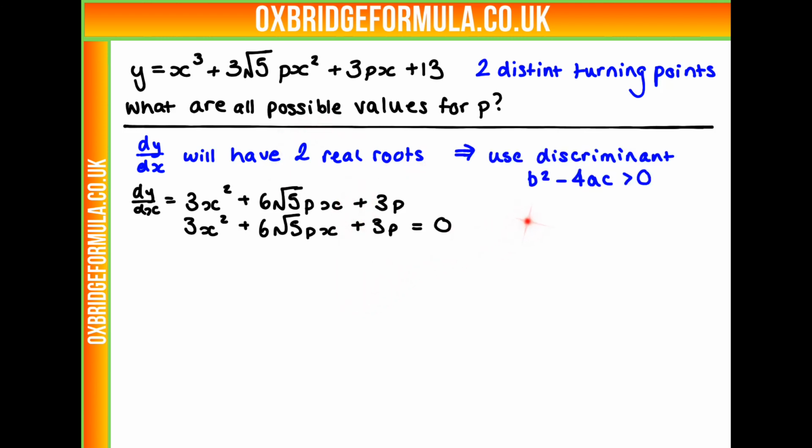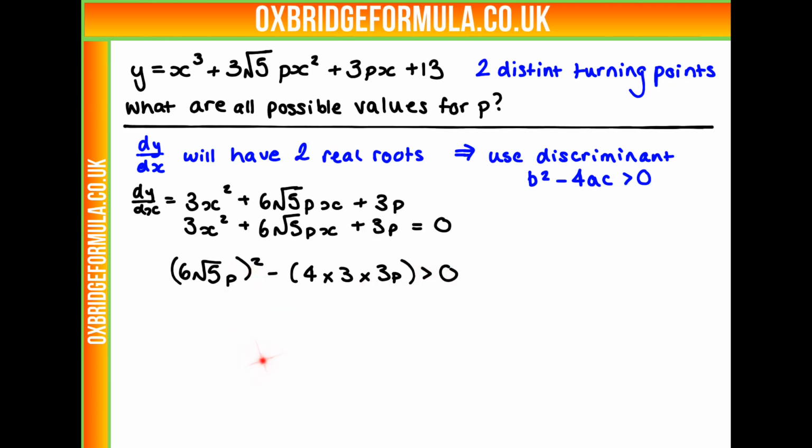Well, we can use the discriminant. When our discriminant, b squared minus 4ac, is larger than 0, that means that we have two real roots. So let's use this on our equation we just worked out to find p. So our b is going to be our coefficient for our second term, our a is our coefficient for our first term, and c is for our last term. So we've got 6 root 5p squared, take away 4 times 3 times 3p, and that's all larger than 0.